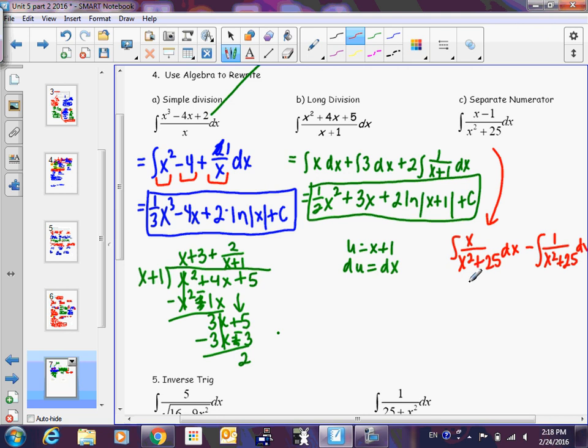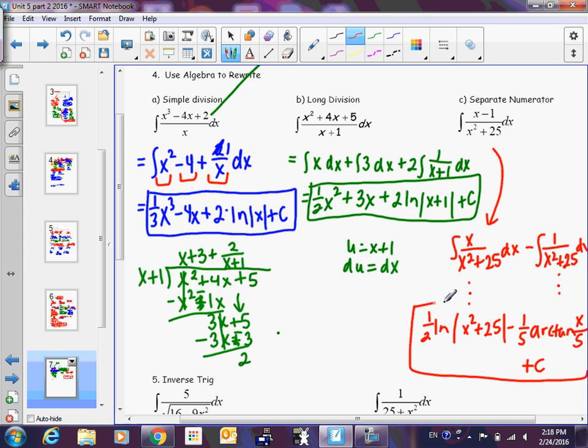And so I'm not going to work either of these out. I'm going to kind of do a dot, dot, dot and give you the answer. But this first one's going to be 1/2 natural log of x squared plus 25. That's if you let u equal the denominator. And then the second one's going to be an arctan: 1/5 arctan of x over 5 plus c. Okay, so it's easy to do dot, dot, dot for me. So you might want to make sure that you understand how that process works. That might be something you want to look at on your own time.